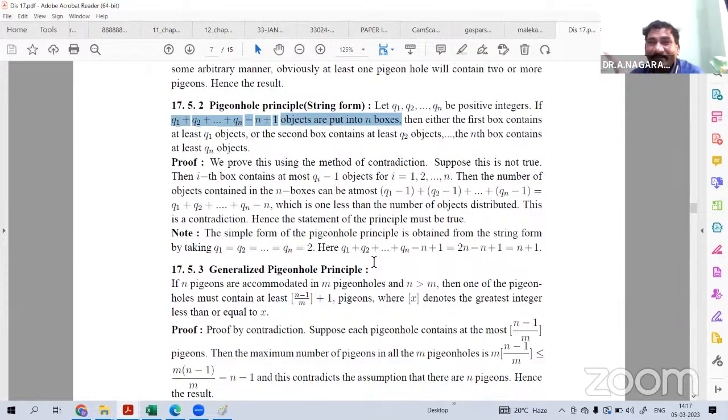Understood? It means that at least Q1 items for box 1, at least Q2 items for box 2, and so on up to Qn objects will be fit by the last box. That will be fitted correctly, exactly how many we have, that many we can fit. Extra more is not possible. That is the meaning of the strong form.